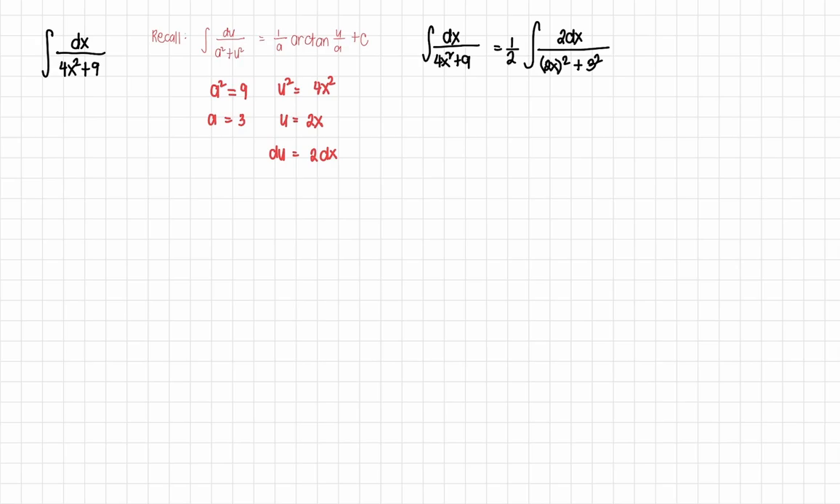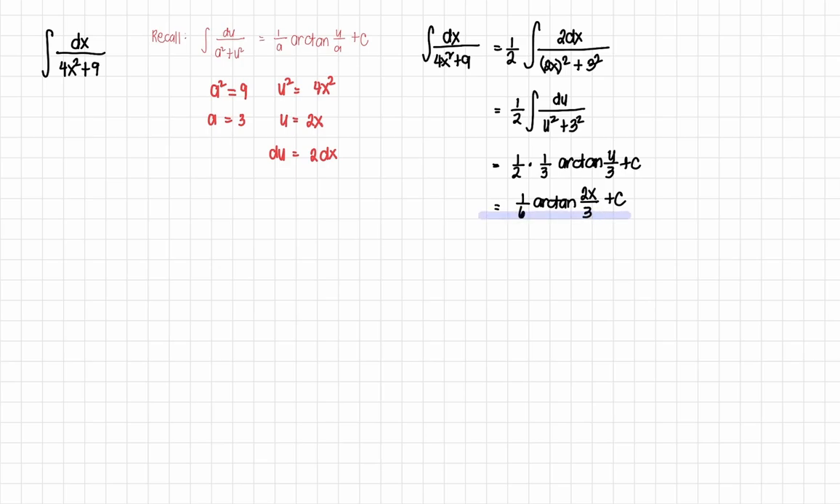Okay, so substituting now, this is 1/2 integral of, what is 2 dx equal to? That's du. Over what is 2x equal to? That's u. So u squared plus 3 squared. So this is now equal to 1/2 times 1 over a, so that's 1/3, and then arctangent of u over 3 plus c. Or that is equal to 1/6 arctangent of, what is u? 2x over 3 plus c. So that is using the formula.